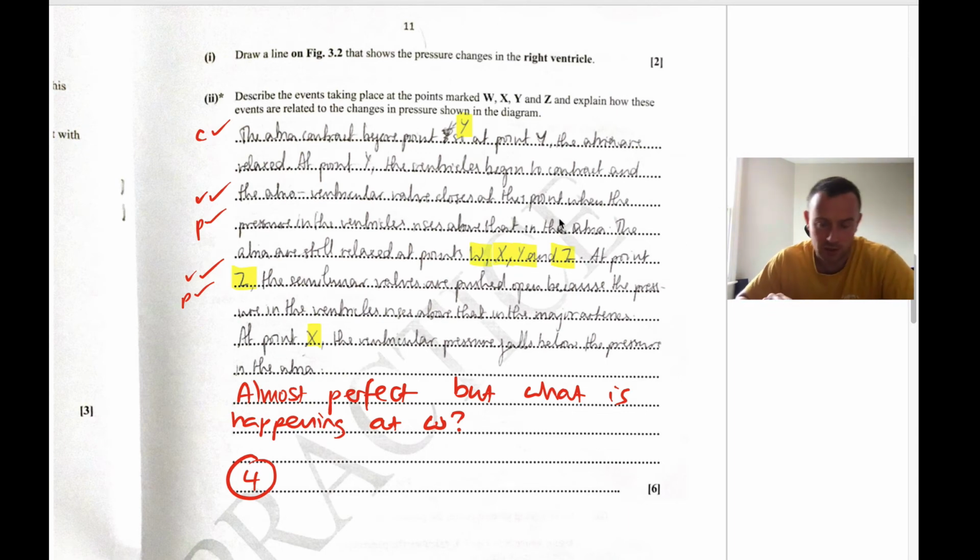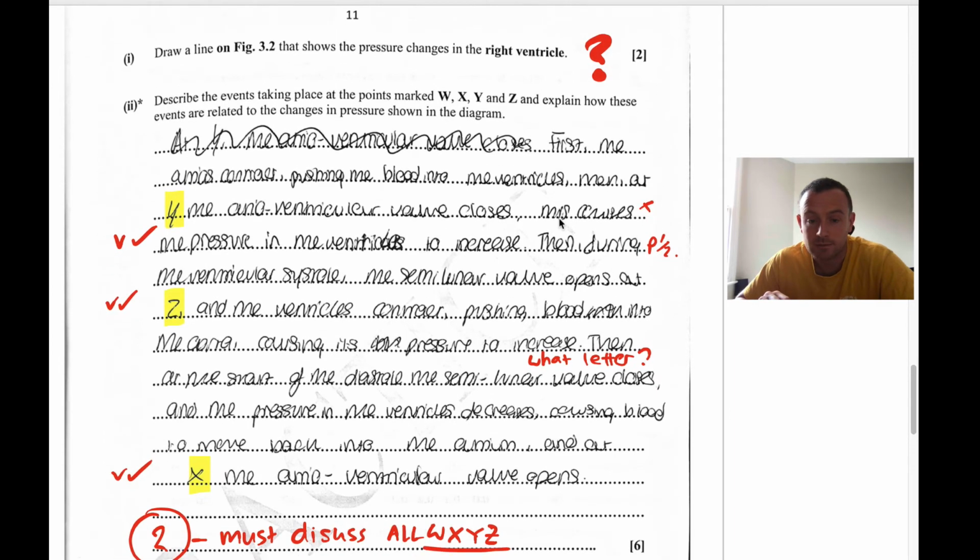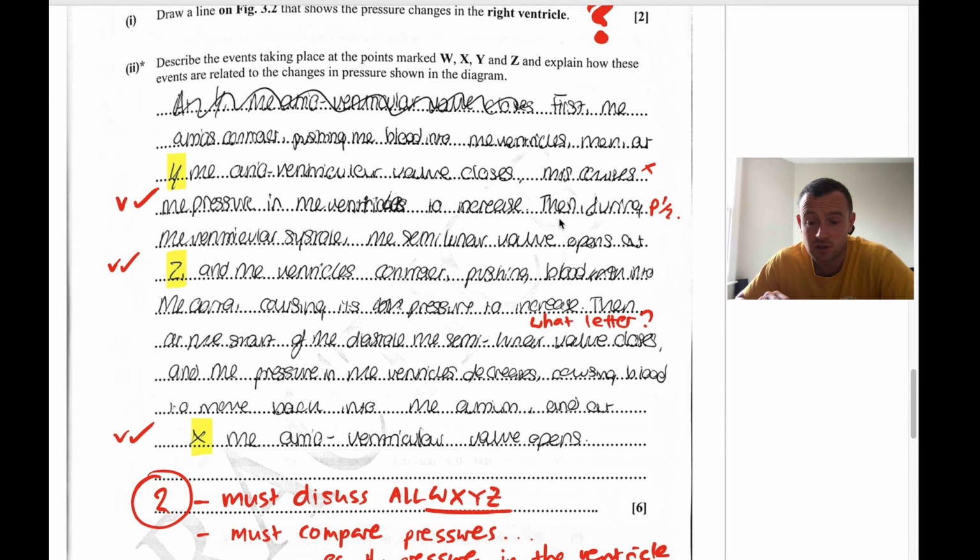So pause that, have a look at it if you'd like to, and I'm going to show you another one in just a sec. Okay, here's another one. So this one I gave 2.